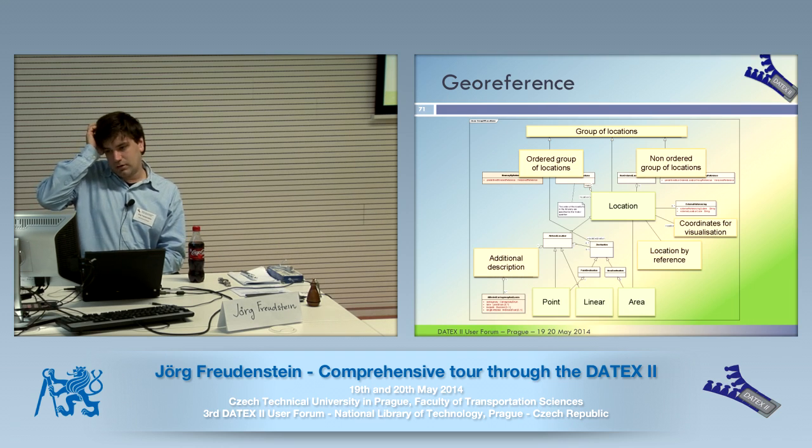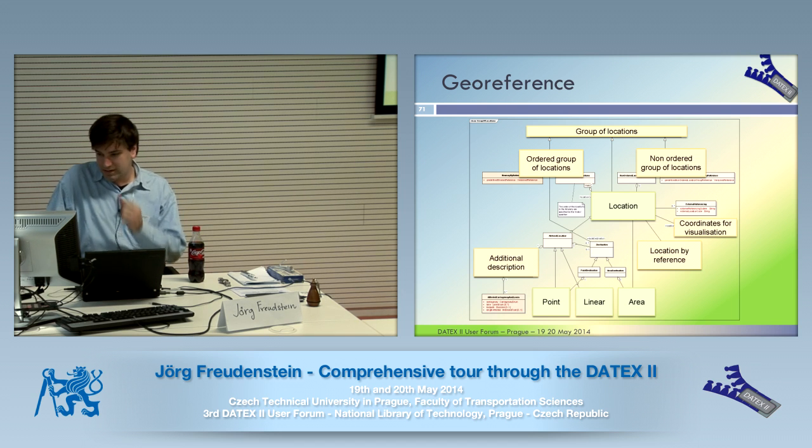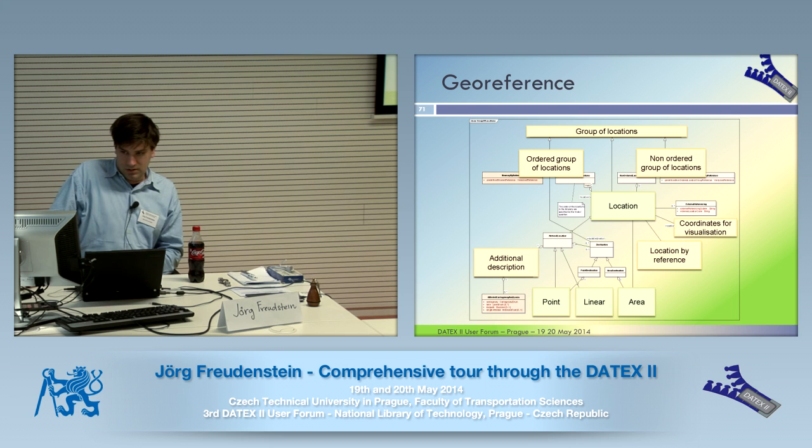The georeference, of course, is a very big theme to have a look at. We have the most upper class, the group of locations. That means you can specify more than one location. Here you have got the location. You can do it as a single location, or as an ordered group of locations, or as a non-ordered group of locations.